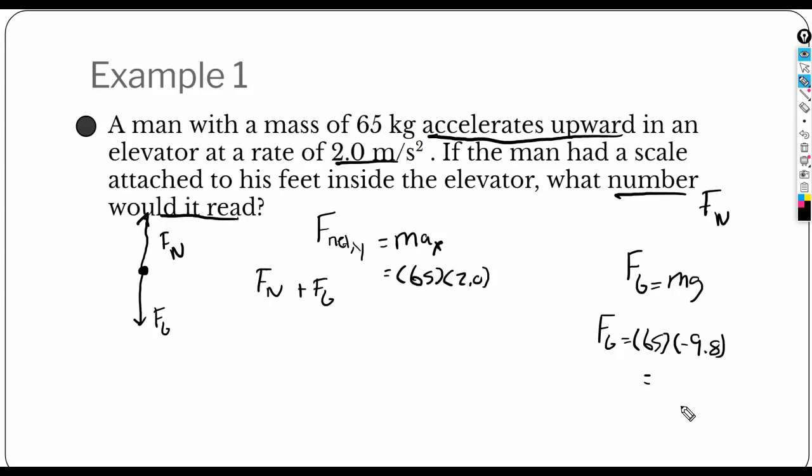65 times negative 9.8 is negative 637 newtons. And then I have Fn plus negative 637 equals 2 times 65, which is 130. And then I can find the normal force.